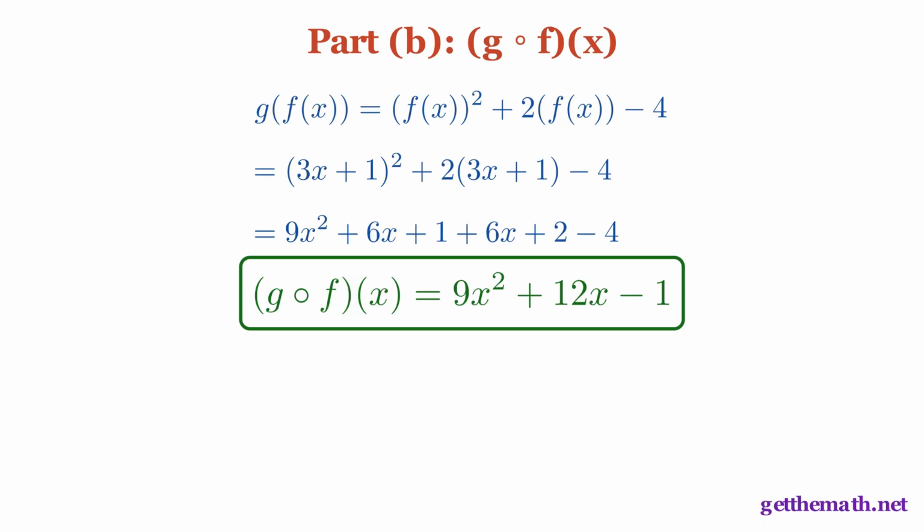Expand 2 times 3x plus 1: 6x plus 2. Combine 9x squared plus 6x plus 1, plus 6x plus 2, minus 4. Combine like terms: 9x squared, plus 12x, plus negative 1. g composed with f of x equals 9x squared plus 12x minus 1.